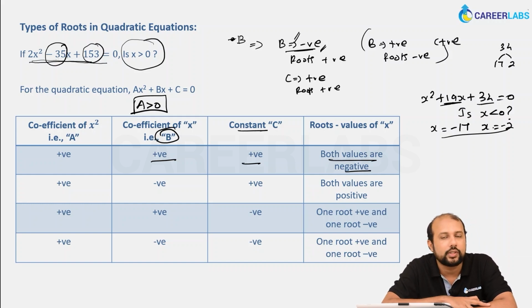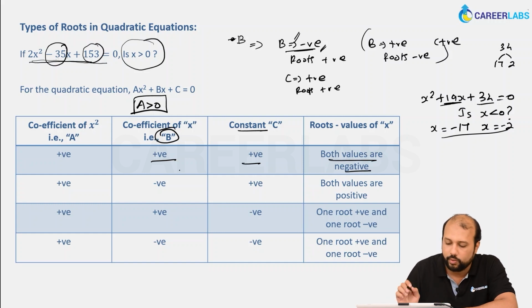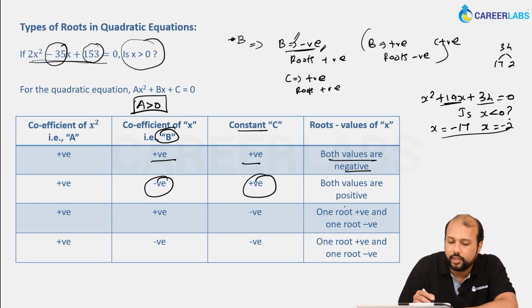As long as your coefficient of x square, a, is positive, then all these rules will work, right, that is b positive, c positive, both the roots will be negative. If b is negative but c is positive, both the values of x are positive. Okay, like I said, here minus 35x, b is negative but c is positive, so both the values will be positive. In fact, if anybody is looking at what is the value of the roots here, 2 into 153 is 306, 35 they have asked.